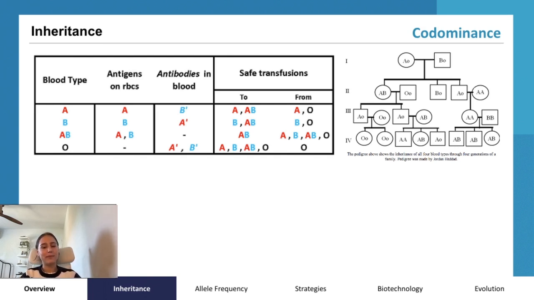In the case of blood type AB, both the I capital A and I capital B alleles are expressed equally, resulting in an individual having both A and B antigens on their red blood cells. This is quite a complex example, but it's a really common example that you'll see.